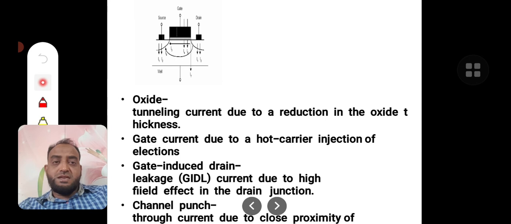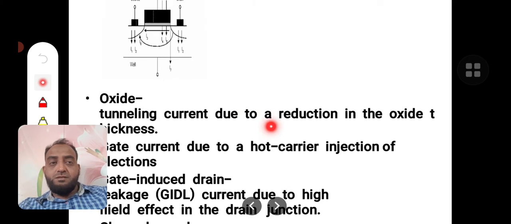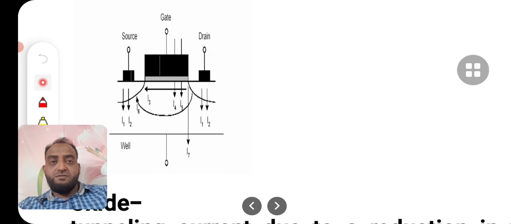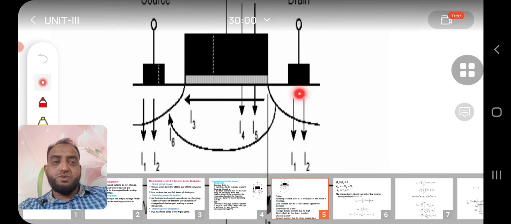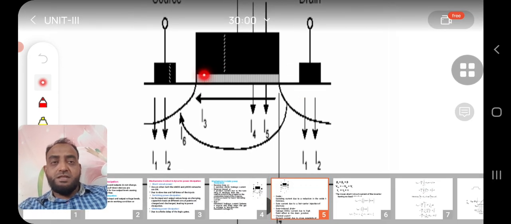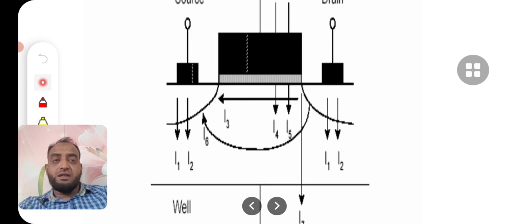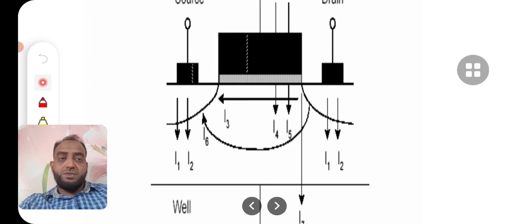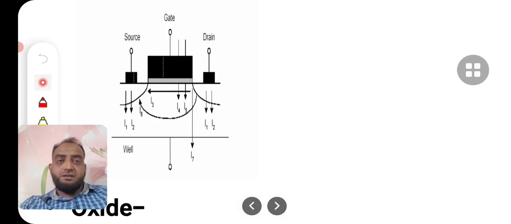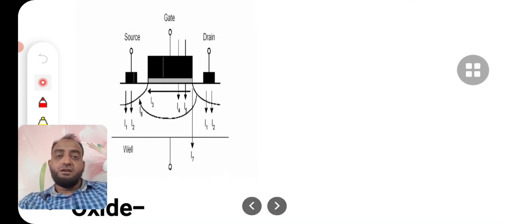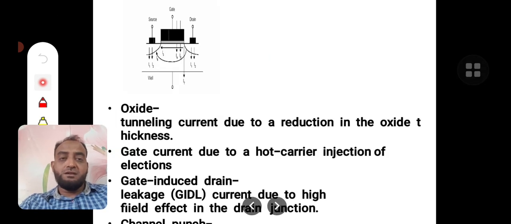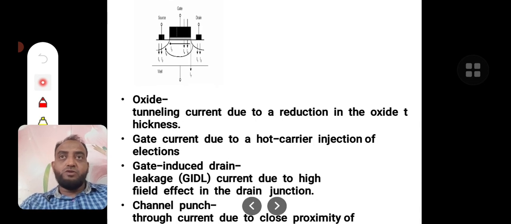Next is oxide tunneling. When the device is scaled down, along with the drain size, source size, substrate size, and gate size, the thickness of SiO2 or the gate dielectric also gets reduced. Because of the reduced oxide thickness, some charge carriers will tunnel, will forcibly pass through the insulating material because of the high field. This type of unintended charge carrier flow through the oxide layer is called oxide tunneling current.